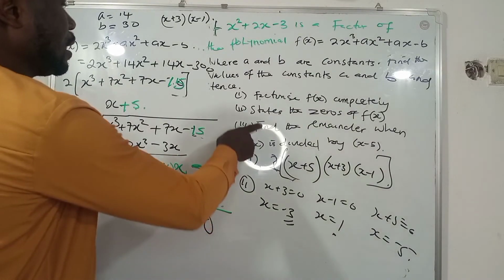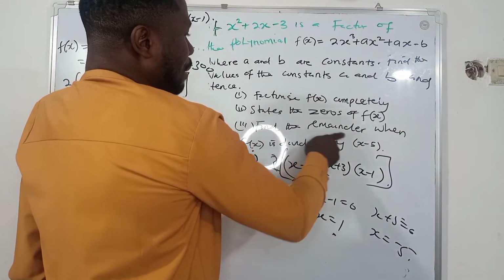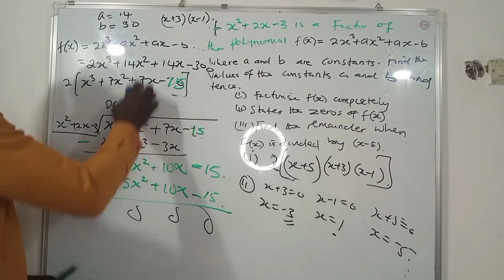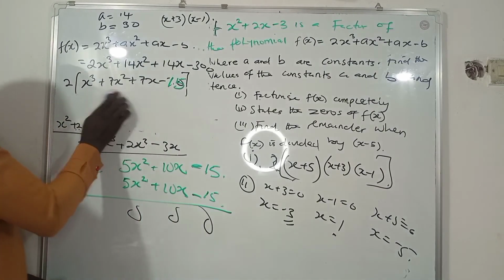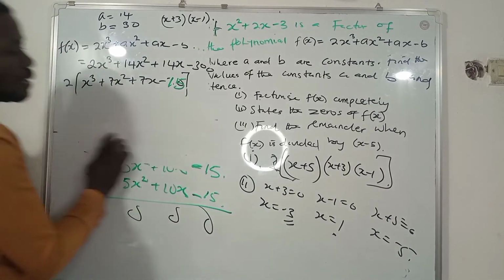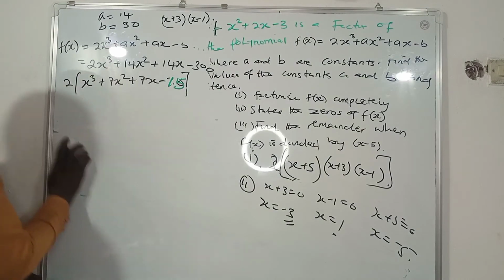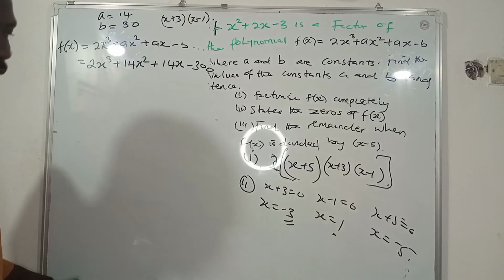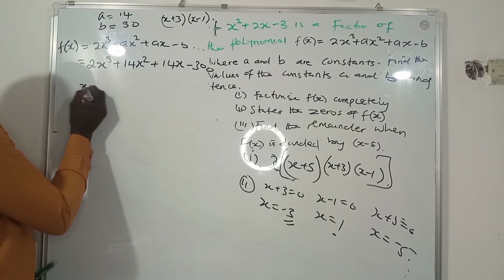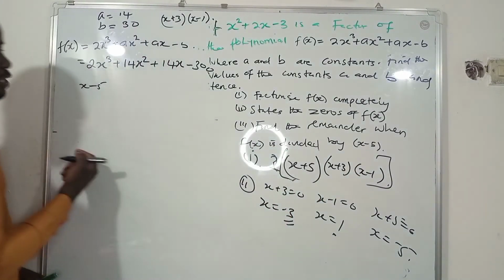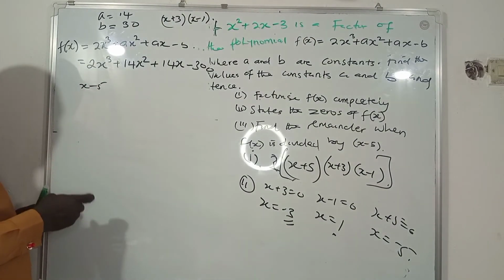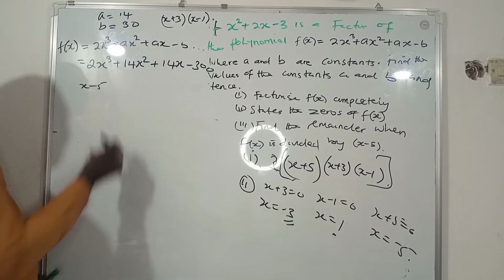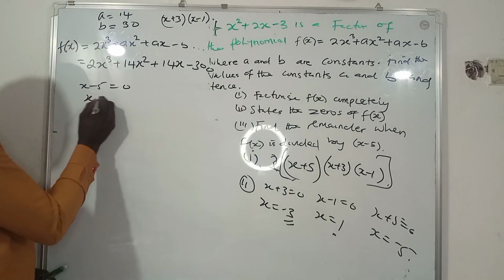And finally, we were asked to find the remainder when f of x is divided by x minus 5. To answer that, remember x minus 5. They said we should find the remainder when x minus 5 divides this. How do you go about it? Simply say x minus 5 is equal to 0. Therefore, x is equal to 5.